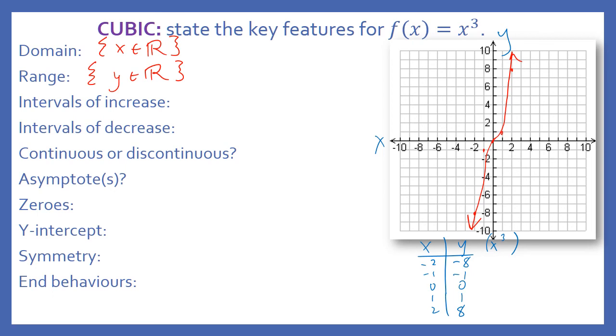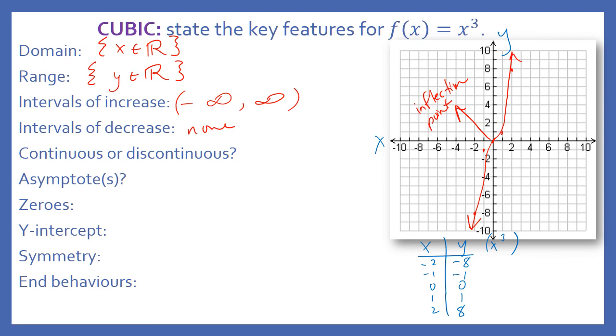Intervals of increase and decrease. Now this point right here, it doesn't turn. The slope or the rate of change actually changes at that point. And that's called an inflection point. As I go left to right, if you use your pencil or pen or finger, you are always increasing, and you never change from increasing to decreasing. So intervals of decrease, there is none. Interval of increase, you're always increasing from negative infinity to positive infinity.